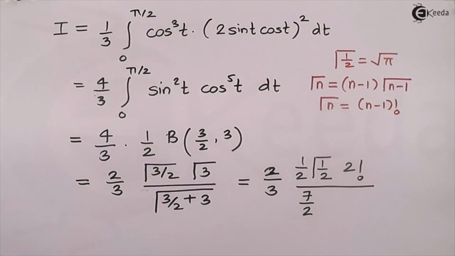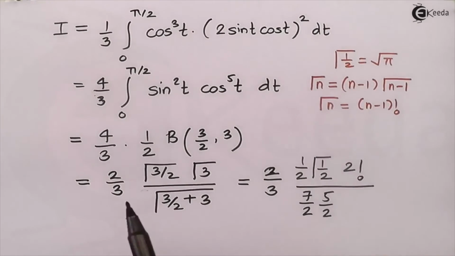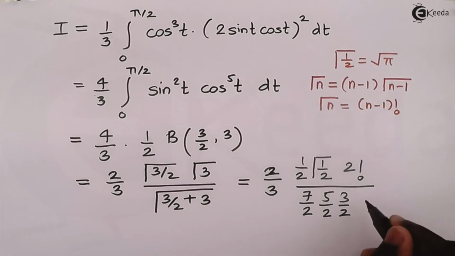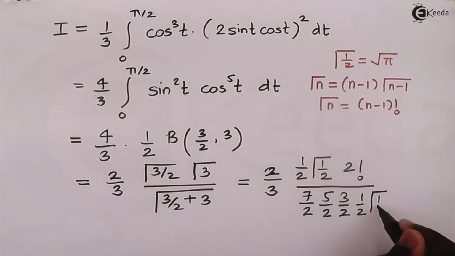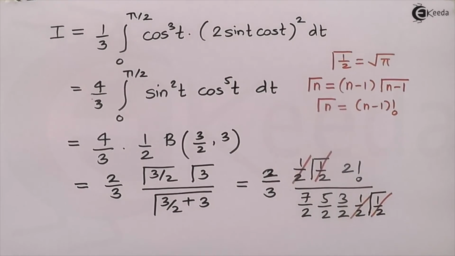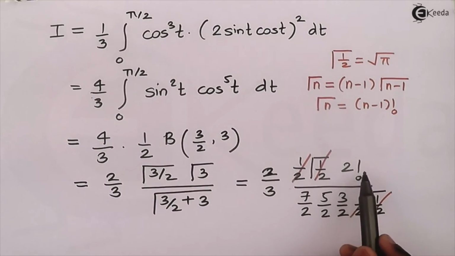Now for gamma 7 upon 2 we will again apply this property, so 5 upon 2 into gamma 5 upon 2. Now for gamma 5 upon 2 we will again apply the same property, so 3 by 2 gamma 3 by 2, and for gamma 3 by 2 we know it is 1 by 2 gamma 1 by 2. Now guys, here we can cancel this gamma 1 by 2 and 1 upon 2. Next, this will become 2 into 2, 4.